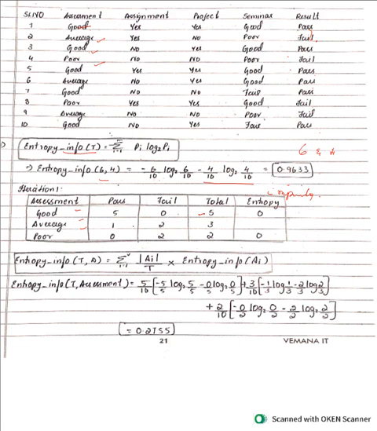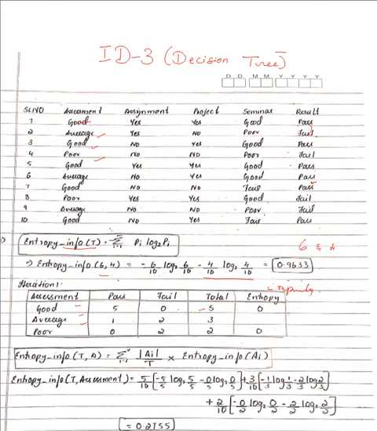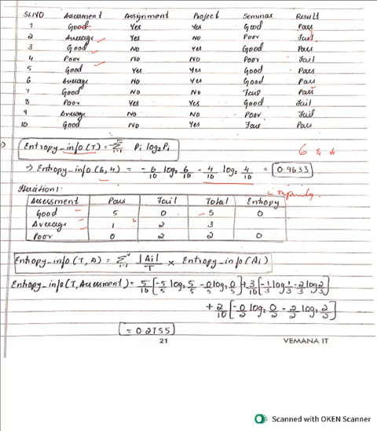So for average, if you see here, in the target attribute you have pass. And similarly for average here you have fail. And for average again, if you see at the top, instance 2, again you have fail. So here totally we have 1 pass and 2 fail, so totally 3 instances. Similarly for poor, just observe the result attribute and then find how many pass and fail. This is what we got.